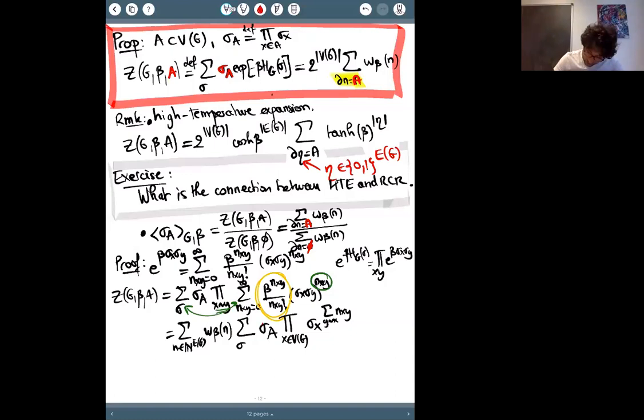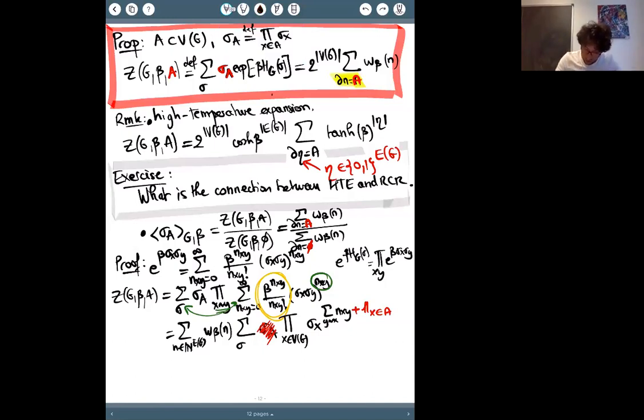And notice that to this I can also just add the indicator function that x belongs to A. If x belongs to A, sigma x appears once in sigma A. And if x doesn't belong to A, then x doesn't appear in sigma A, right? Recall the definition of sigma A. Okay.